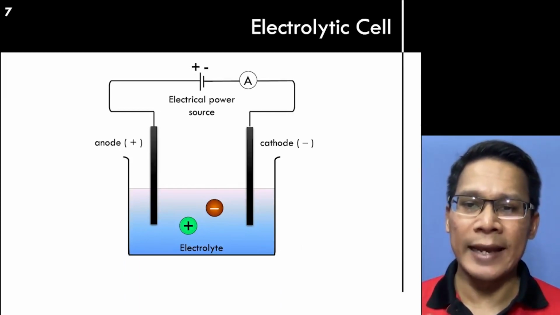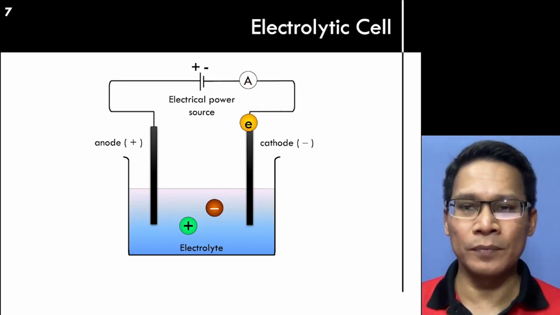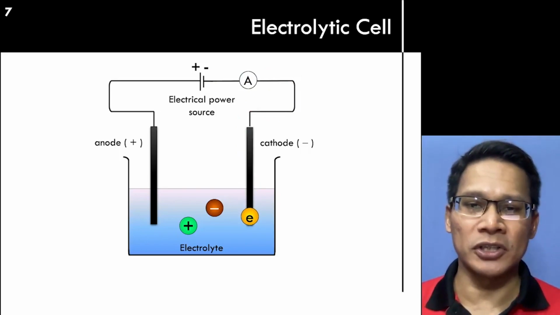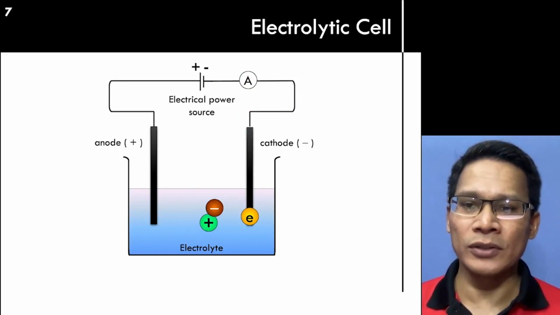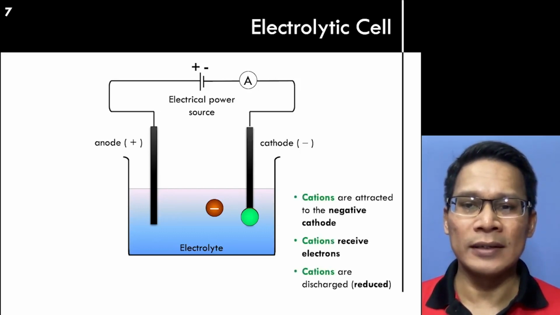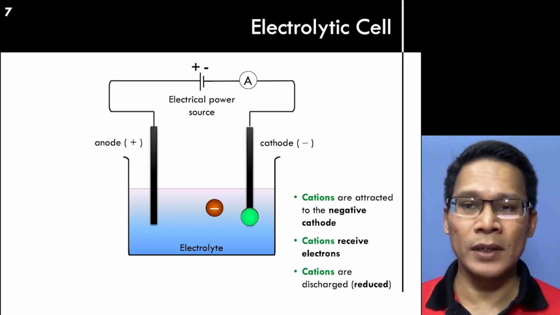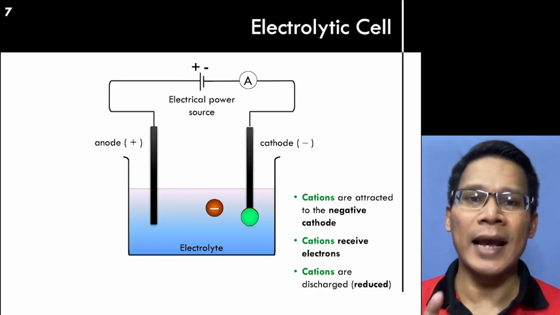Let us start at the negative terminal of the electrical power source. Electrons flow to the cathode, which will become negatively charged. Positive ions or cations in the electrolyte will be attracted to the cathode. At the cathode, these cations will be discharged, or lose their charge, by accepting the electrons. The oxidation number of the cation will be reduced. Thus, reduction occurs at the cathode.